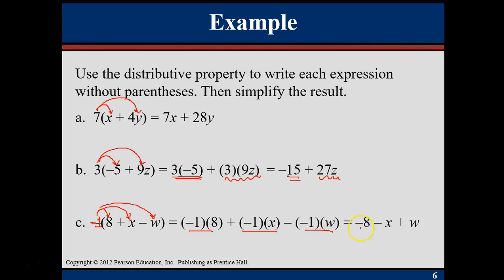Now I have a -1 times an 8, well that's a -8. -1 times x is a -x, but negative w times a -1 is a positive. Anytime you have a double negative when you're multiplying, that will turn something to a positive.